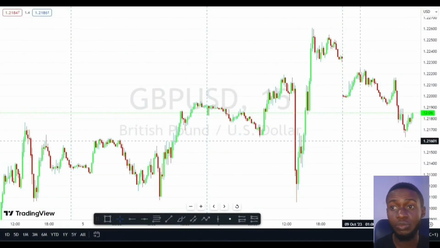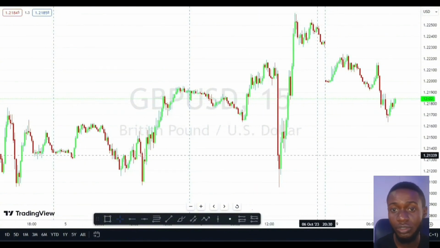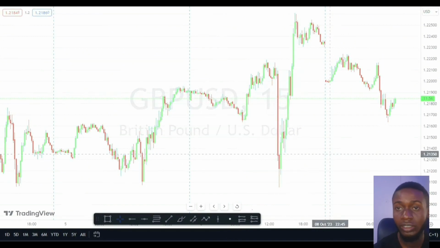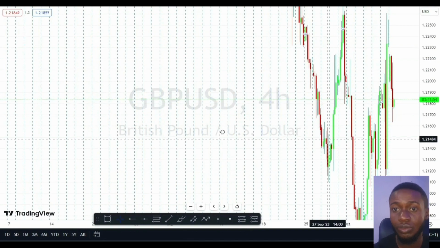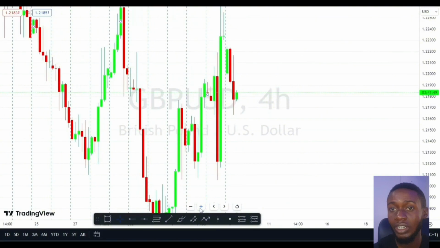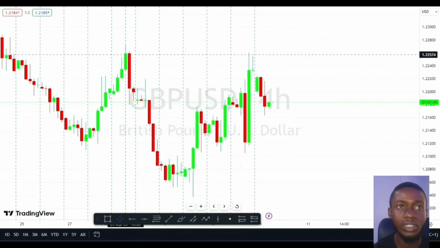So this is GBPUSD. I want to show you what I'll be looking out for. As a day trader, I start with the 4-hour analysis. I use 4 hours to determine the high and low of the week. So like this, this is how I get this line.